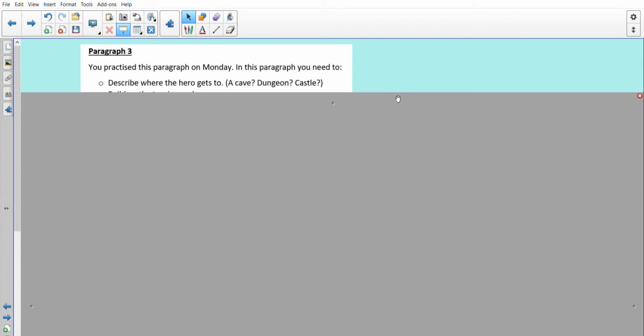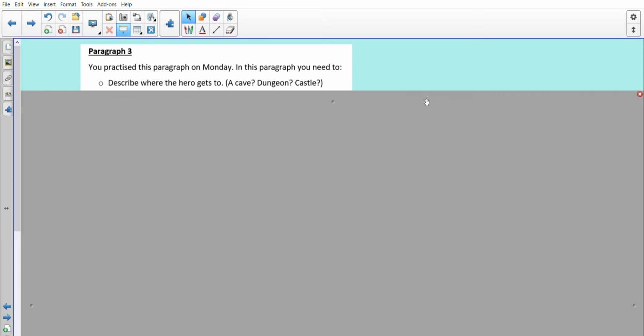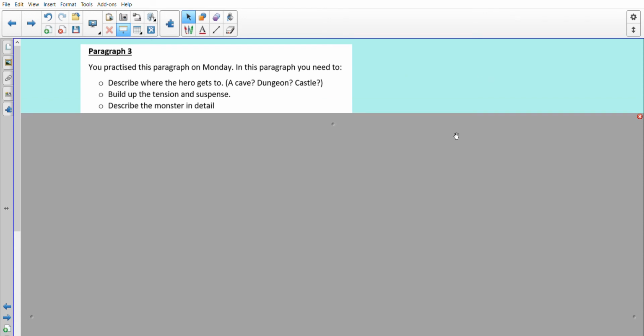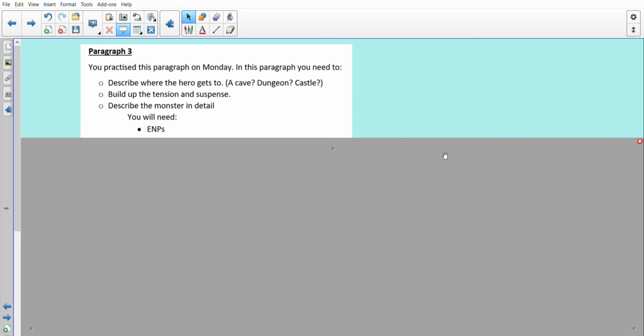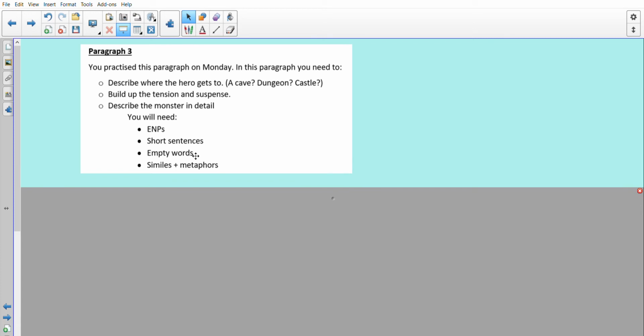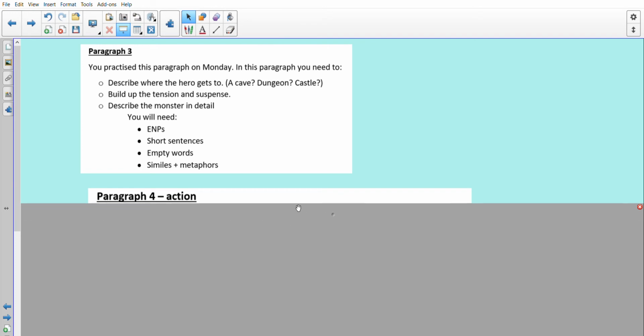So this is where you build the suspense and your character is starting to confront some kind of monster, but the action hasn't quite happened yet. So you need to describe where the hero gets to. Is it the cave, the dungeon, the castle? In Theseus and the Minotaur, it was the labyrinth. You need to build up the tension and suspense, okay? So you want to create a frightening atmosphere. We need to describe the monster in detail. So you'll need to use ENPs, short sentences, empty words, similes and metaphors for the description, won't you? Okay. And then paragraph 4 is the action, but we'll come to that in a moment.